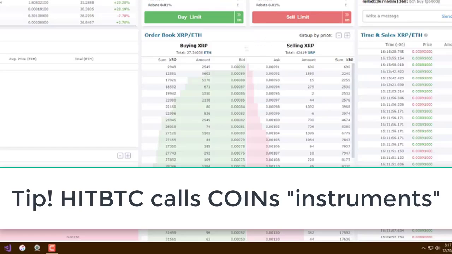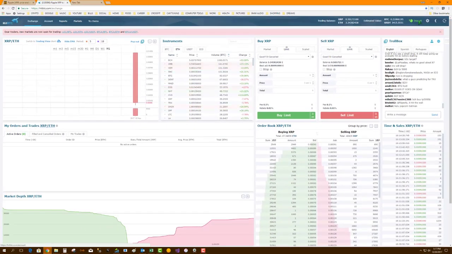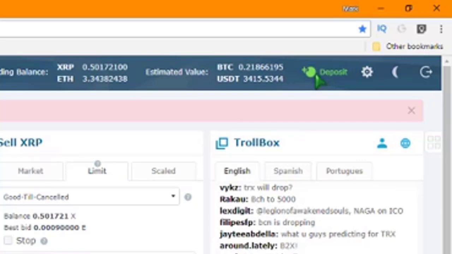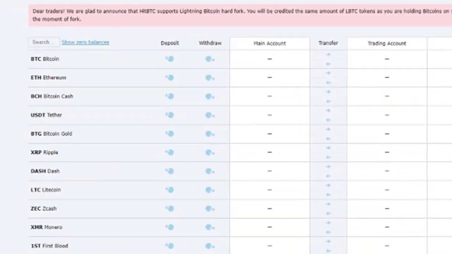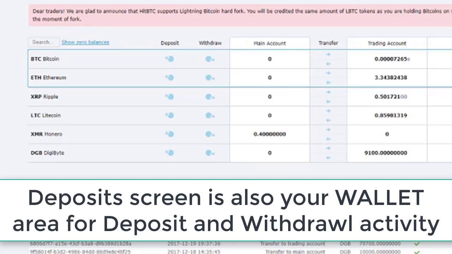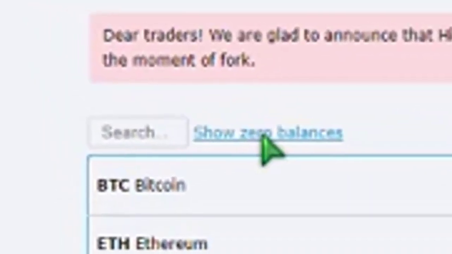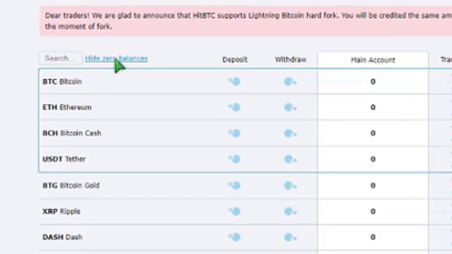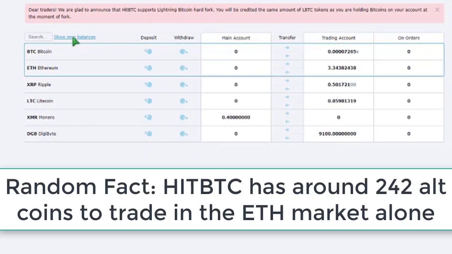Now, if you want to see your balances, you click on deposit. So we'll go over there. So it pulls up balances. This is also your wallet area. This is where you would get addresses to deposit and withdraw coins off of the system. And then you can also turn the zero balances on and off.